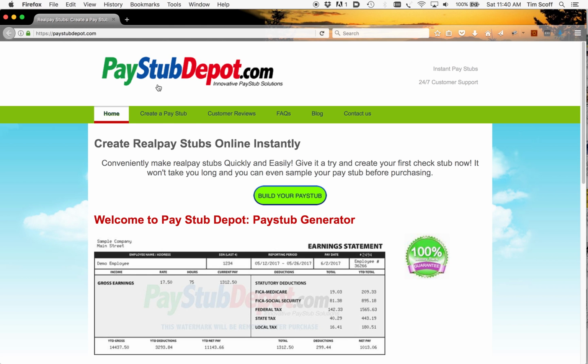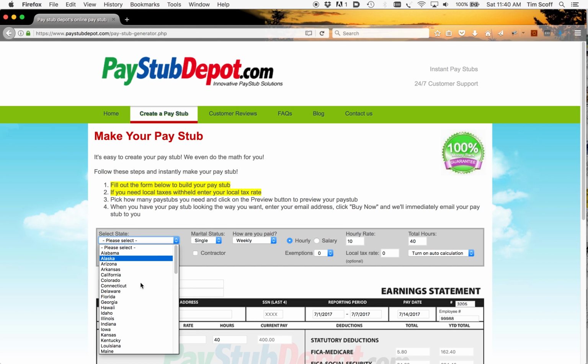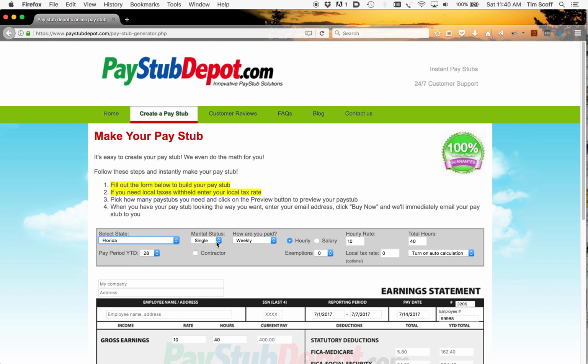The next thing is I will look at their real pay stub. I'm using Paystub Depot's online pay stub generator to make a pay stub. So I'm going to pick the state that I live in, single, paid bi-weekly, hourly of $17.50 an hour, and over 2 weeks working 80 hours. There are no local taxes here, and I will just say one exemption.